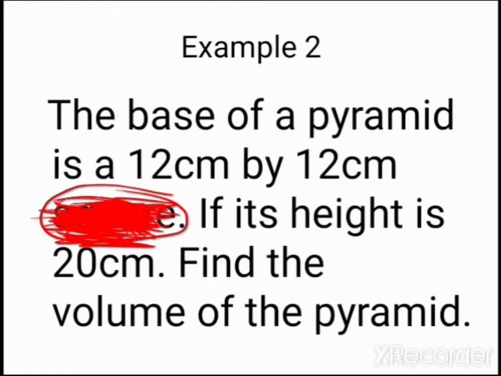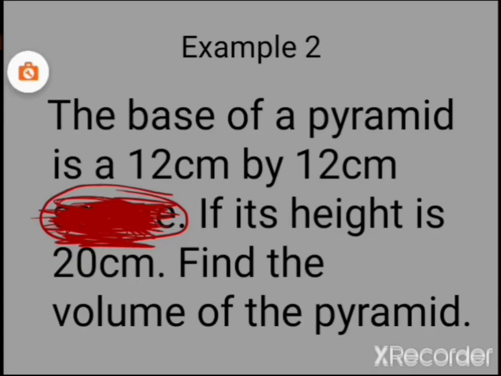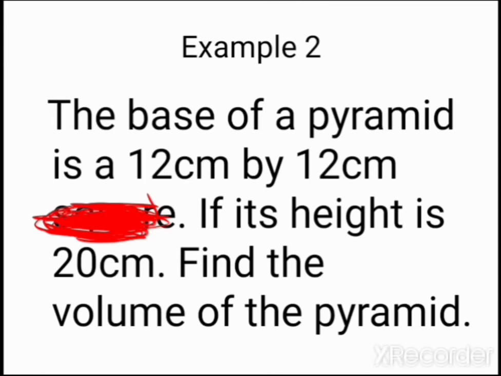The base of a pyramid is 12 centimeter by 12 centimeter. The base of a pyramid is what? 12 centimeter by what? 12 centimeter. So since it's 12 by 12 centimeter, it is a square. I cancelled the word square so that you will use your reasoning and be able to think rationally to know that it's a square.